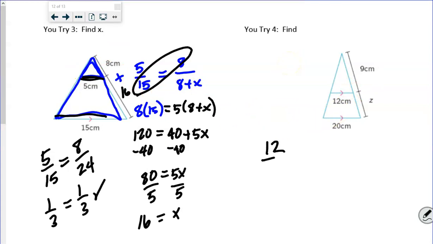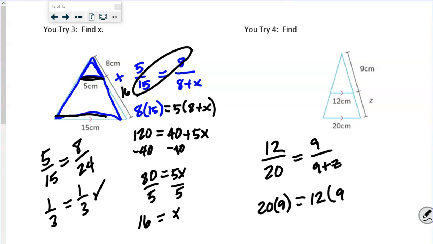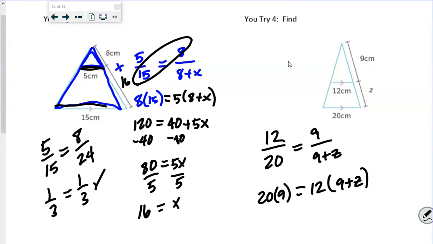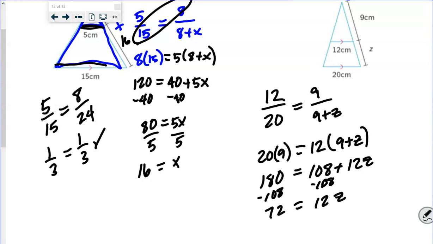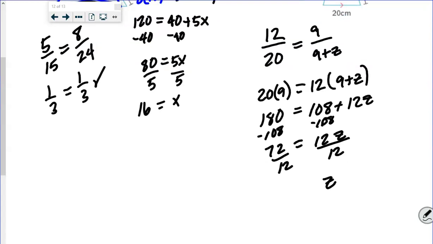So once again, we're doing 12 over 20 equals 9 over 9 plus z. Cross multiply, 20 times 9 equals 12 times 9 plus z. We're using the distributive property again over there on the right. This is going to be 180 is equal to 108 plus 12z. Subtract the 108 from both sides. So that's going to give us 72 is equal to 12z. Divide both sides by 12. So what is z equal to, y'all? z is equal to 6.